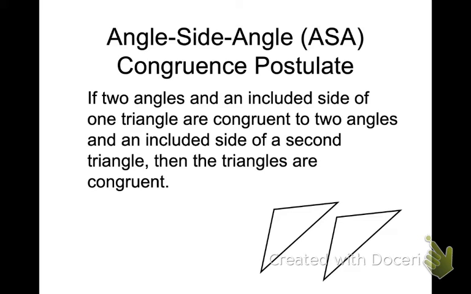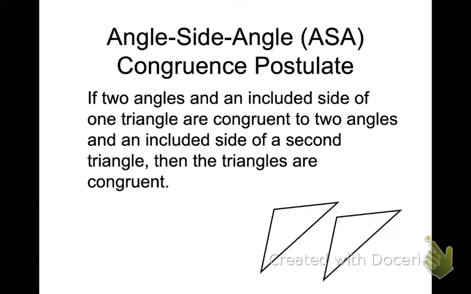It says, if two, it's your first blank, if two angles and an included side of one triangle are congruent to two angles and an included side of a second triangle, then the triangles are congruent.